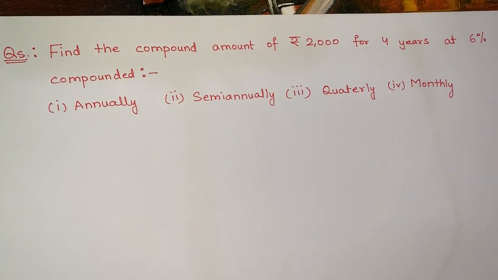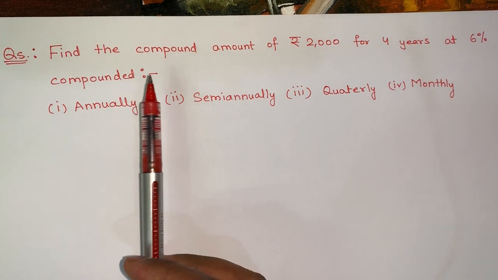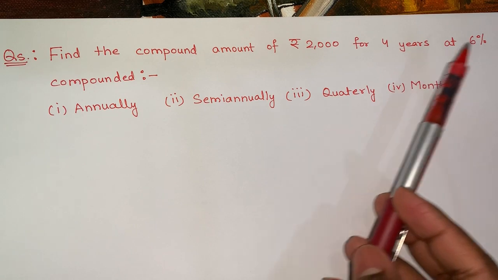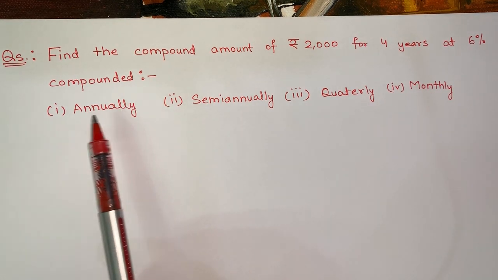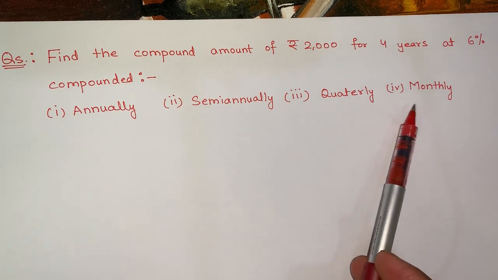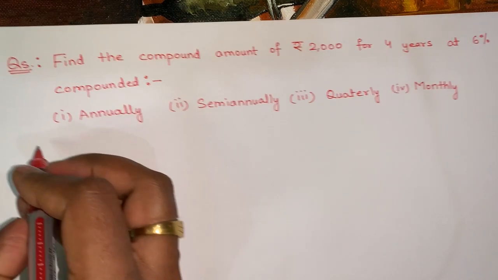Now let's try to understand this by an example. In this question we need to find the compounded amount of rupees 2000 for 4 years at the rate of 6% compounded, first annually, second semi-annually, third quarterly, and fourth monthly. So now let's solve it.